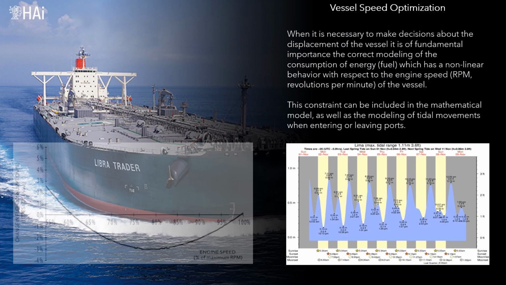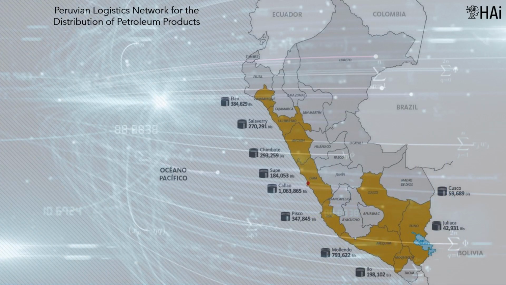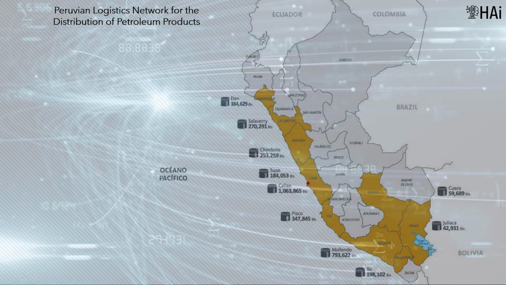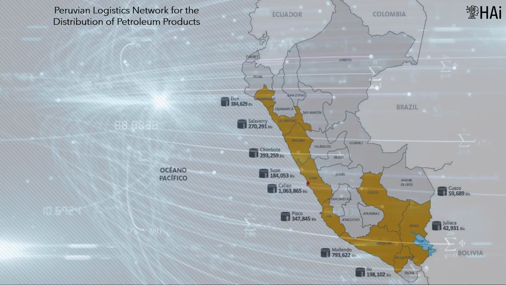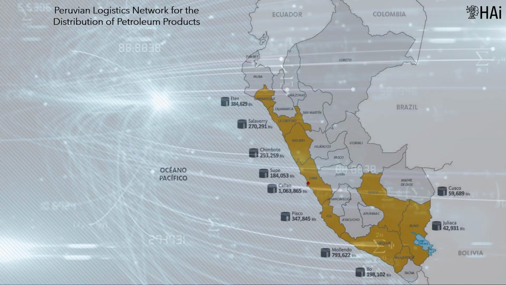When it is necessary to make decisions about the displacement of the vessel, the correct modeling of the consumption of energy is of fundamental importance, which has a nonlinear behavior with respect to the engine speed of the vessel. This constraint can be included in the mathematical model, as well as the modeling of tidal movements when entering or leaving ports. One example is the distribution of petroleum products along the Peruvian coast, which originates from the Talara refinery, in the far north of the country.